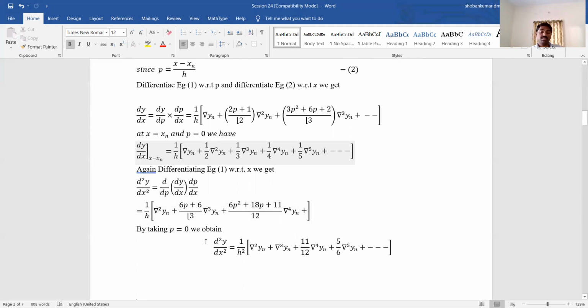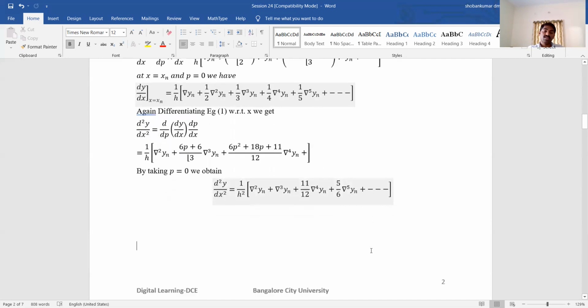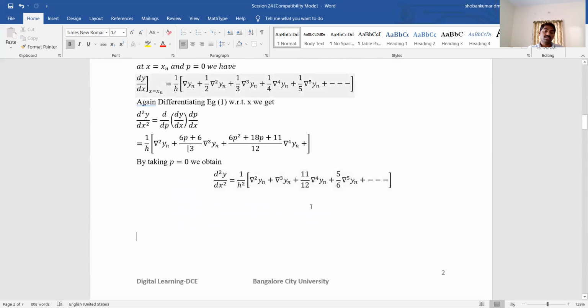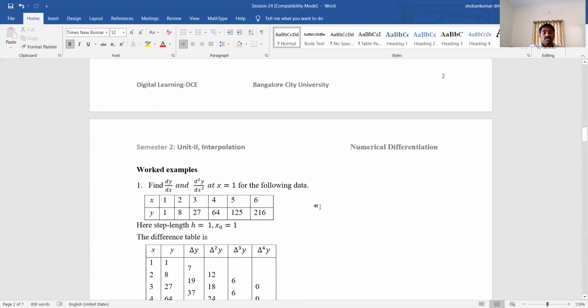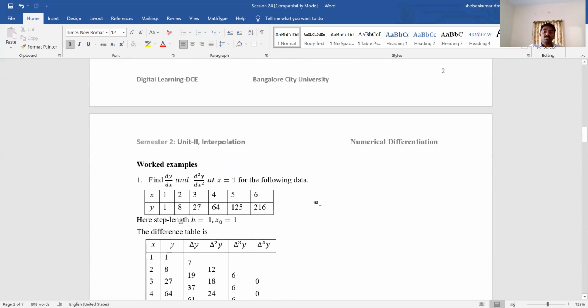Now by taking p is equal to 0, we get d square y by dx square is equal to 1 by h square into nabla square yn plus nabla cube yn plus 11 by 12 nabla 4 yn plus 5 by 6 nabla 5 yn and so on. This is the second derivative of y with respect to x in backward interpolation form. Now I have to discuss some problems regarding forward and backward.